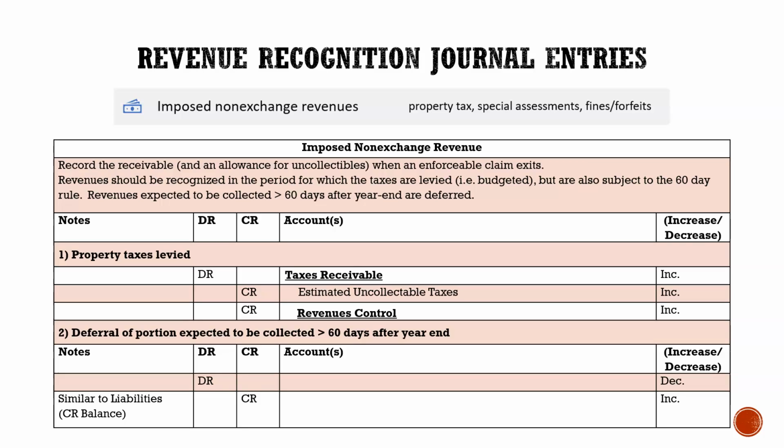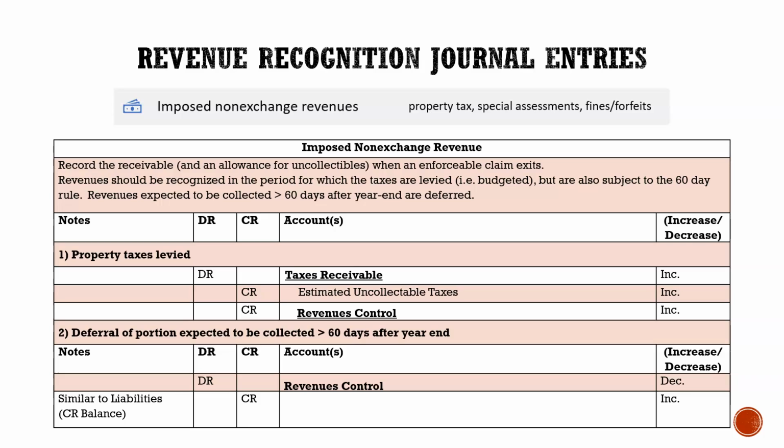So in the second one, we're going to look at a portion of those taxes that we expect to collect greater than 60 days after the year end. So we're no longer going to be able to use those for our current resources. So yes, it's measurable, but no, they're not available, meaning we don't get to recognize them yet, right? Under the modified accrual basis of accounting. They're measurable. We've got an estimate of them, but they're not available to us.